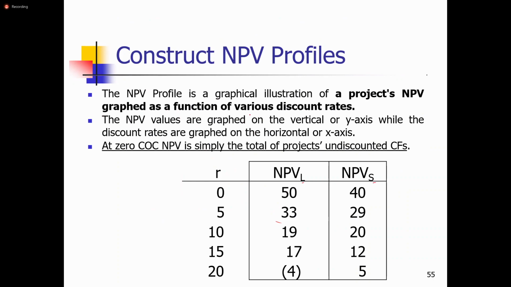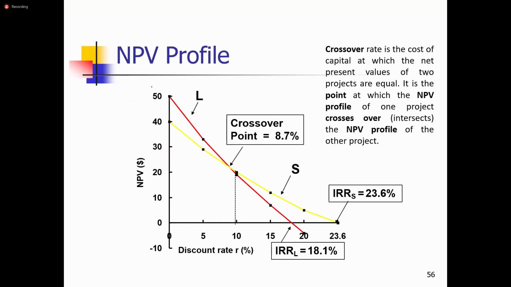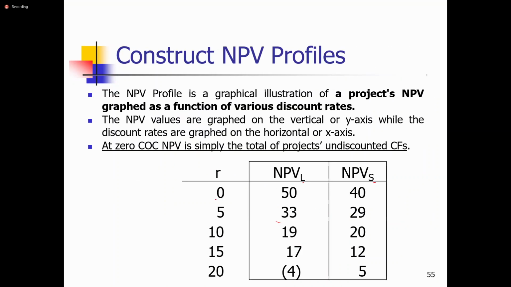It is the project's NPV graphed as a function of various discount rates. So here for 0, 5%, 10%, 15%, 20%, likewise NPV for the different rates. Normally NPV we point out on the y-axis and the discount rate on the x-axis. At zero cost of capital, NPV is simply the total project undiscounted cash flow.